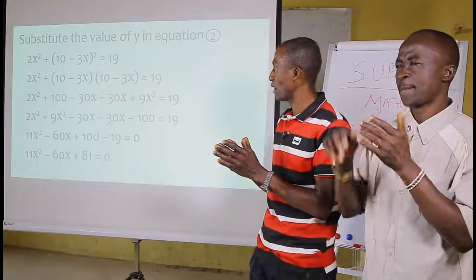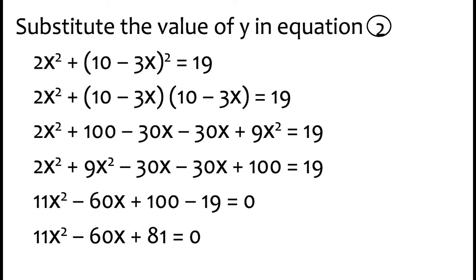Now, we need to expand the expression 10 minus 3x squared. It can be written as 10 minus 3x in bracket, times 10 minus 3x, the second bracket. Now, the expansion goes. 10 times 10 gives 100. 10 times minus 3x gives minus 30x. Pick the second term in the first expression, which is minus 3x, and multiply by the second expression, 10 minus 3x. Minus 3x times 10 gives minus 30x. Minus 3x times minus 3x gives plus 9x squared.